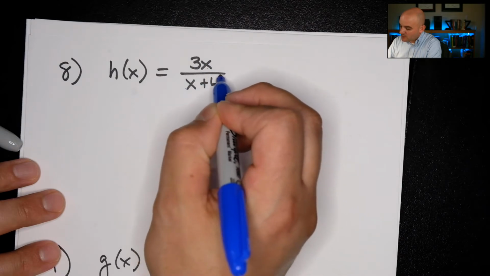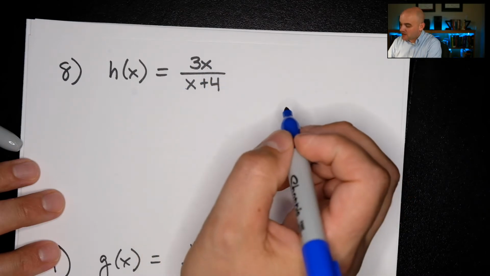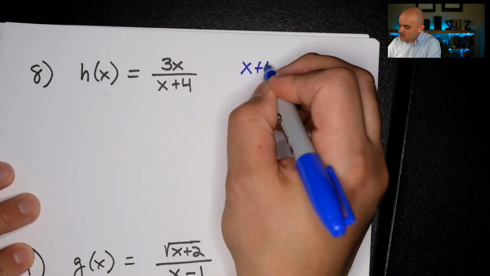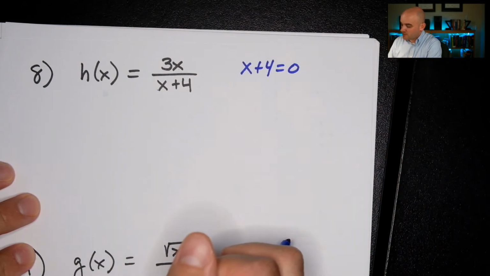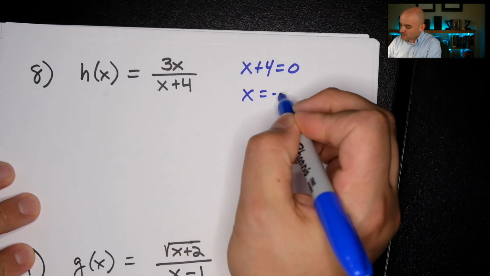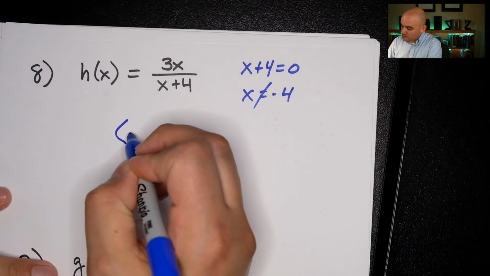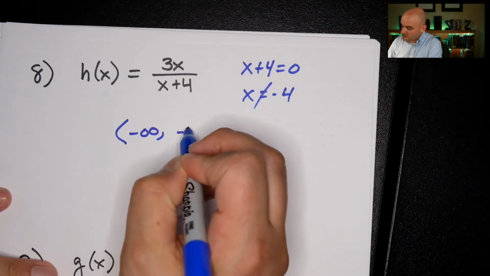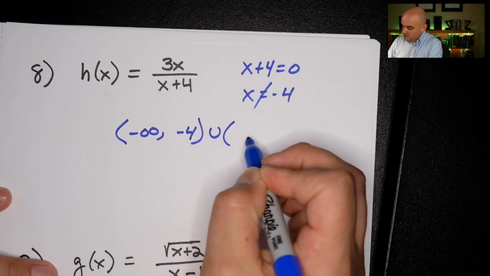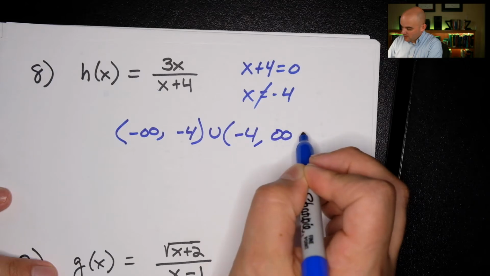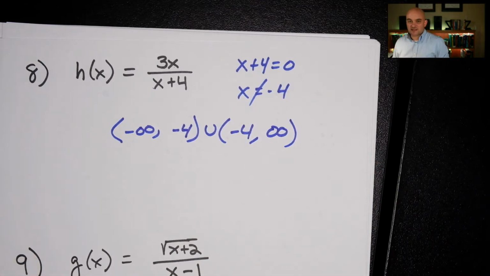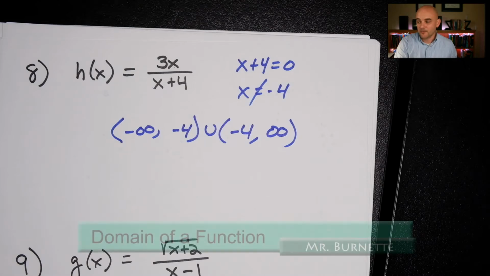This is the important thing. The denominator here cannot equal 0. So what makes the denominator equal to 0? Solve for x, and that's what x cannot equal, negative 4. So writing this in interval notation, it goes from negative infinity to negative 4. It skips over negative 4 and goes to positive infinity. That's the same thing as saying all real numbers except for negative 4.